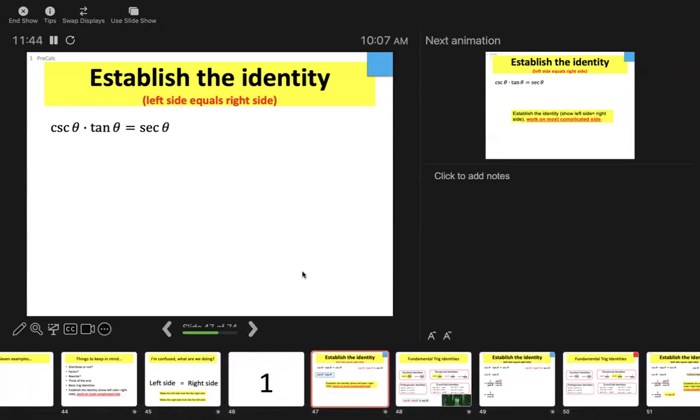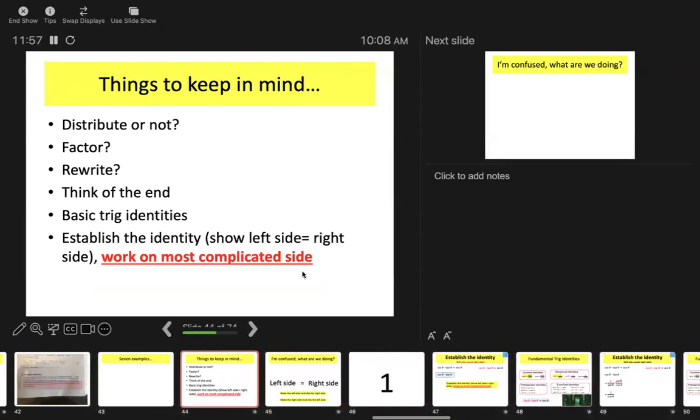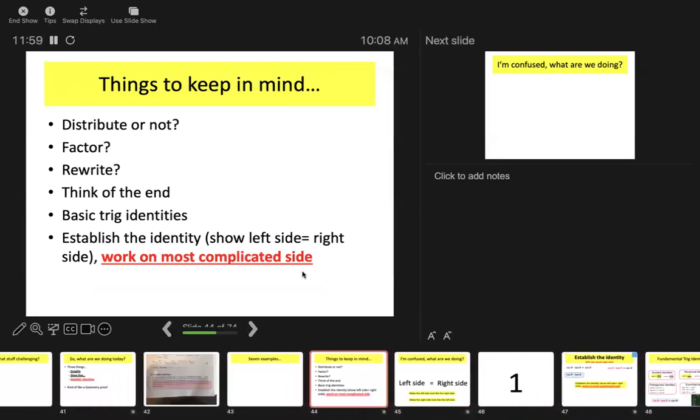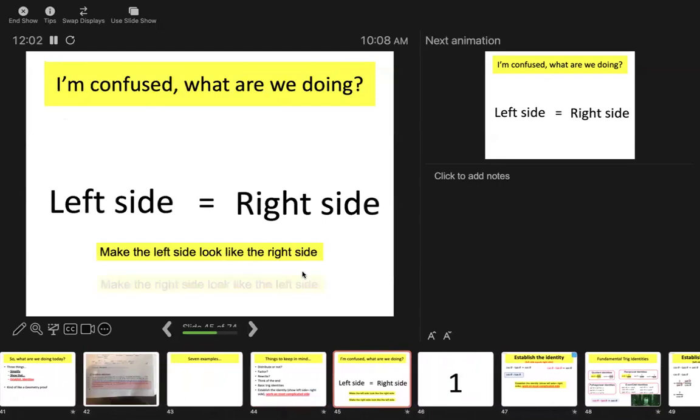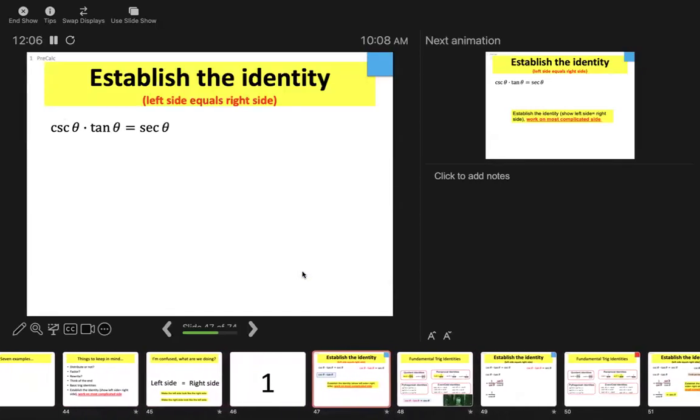Priscilla, what are you thinking? Which side do you want to work on? Left side, right side? Why left side, not the right side? Yeah, work on the most complicated. Work on the most complicated side. So there's only one thing on the right, there's two things on the left. So the most complicated side is the left. Okay, now you're on. Give me something, anything.